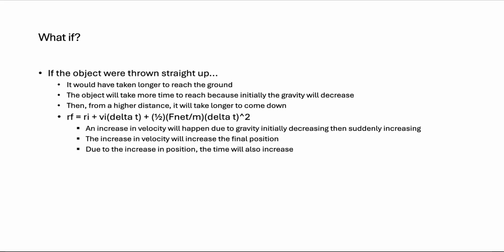Now, using Newton's second law momentum principle formula, which incorporates a velocity update and the position update, we can see an increase in velocity will happen due to gravity initially decreasing, then suddenly increasing, and the increase in velocity will increase the final position, and due to the increase in position, the time will also increase.